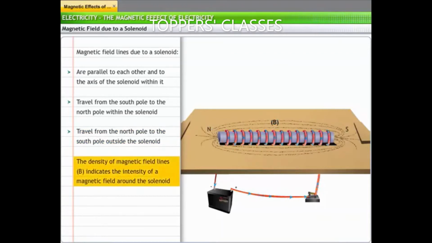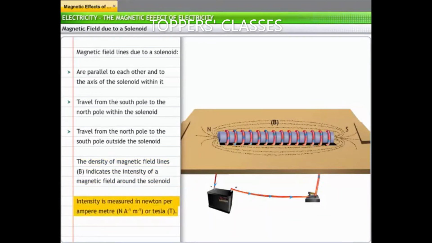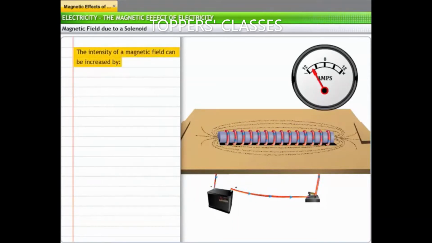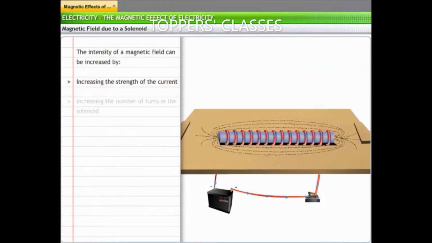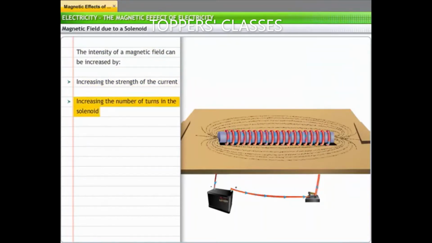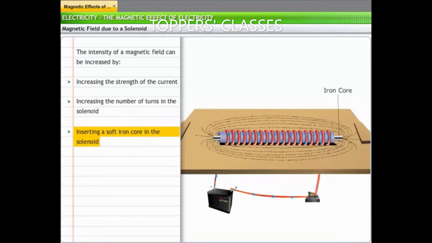The density of magnetic field lines indicates the intensity of a magnetic field measured in Newton per ampere meter or Tesla. The intensity of a magnetic field can be increased by increasing the strength of the current, increasing the number of turns in the solenoid, or inserting a soft iron core in the solenoid.